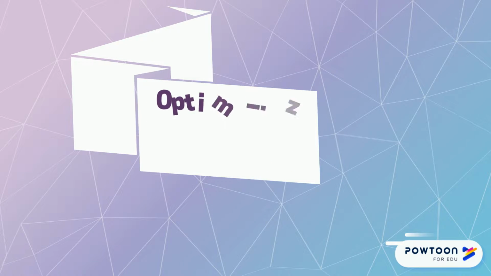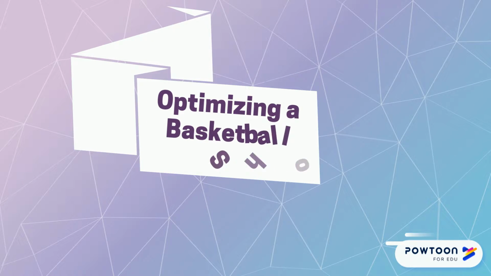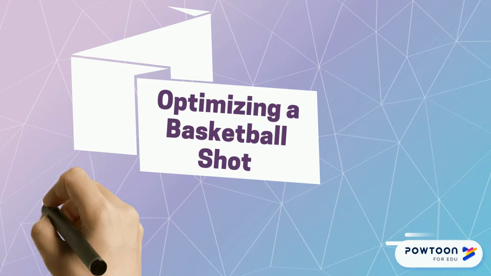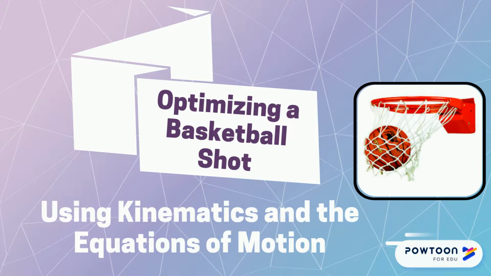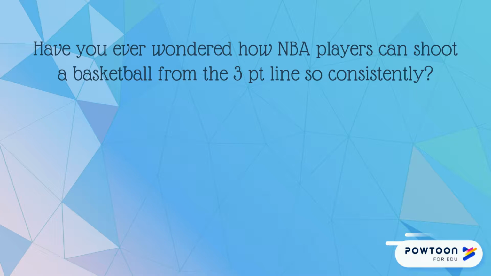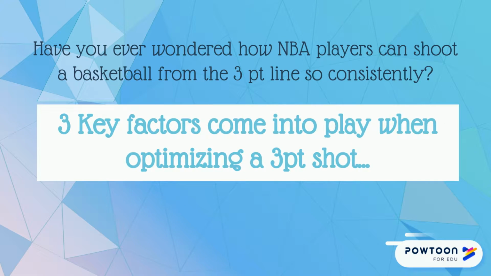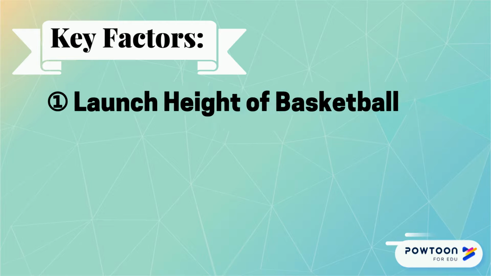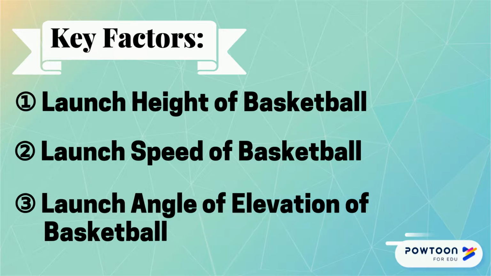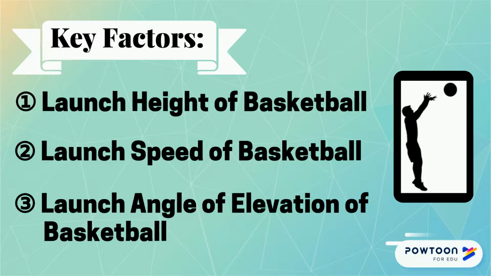Hello and welcome. Today we will be discussing how to optimize your three-point shot using kinematics and the equations of motion. NBA players must be experts in physics if they're consistently knocking down jumpers. The three key factors necessary to optimize the three-point shot are launch height, launch speed, and launch angle.